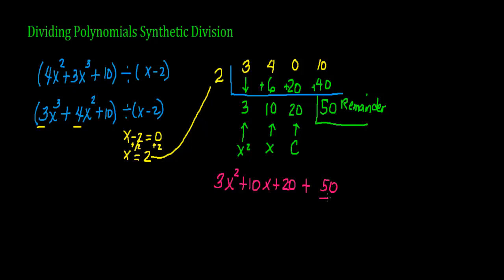And remember how we write the remainder. We write the remainder 50 over the divisor, which is x minus 2. So this original division is equal to this quotient plus this remainder. And there you have it.